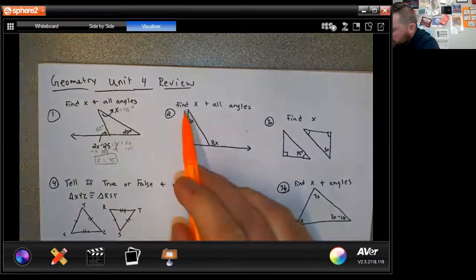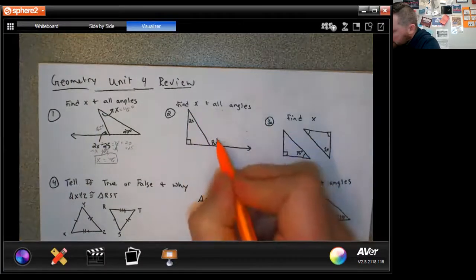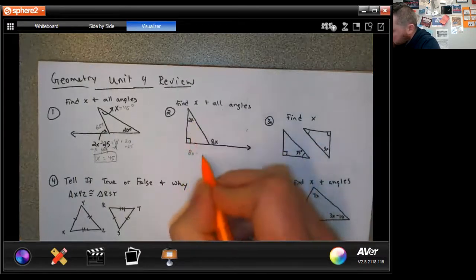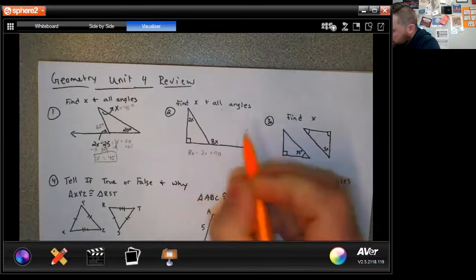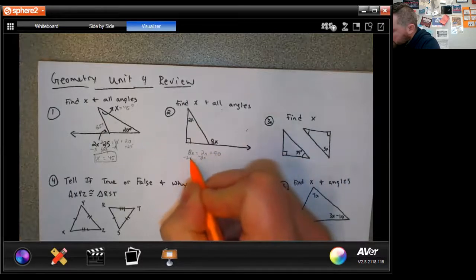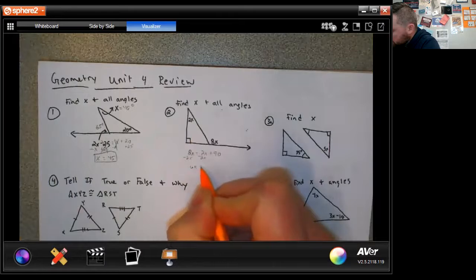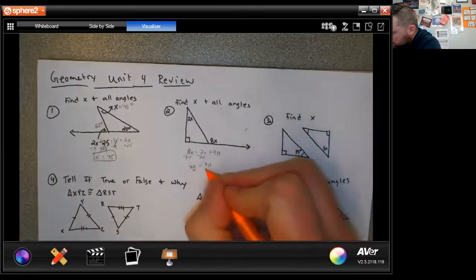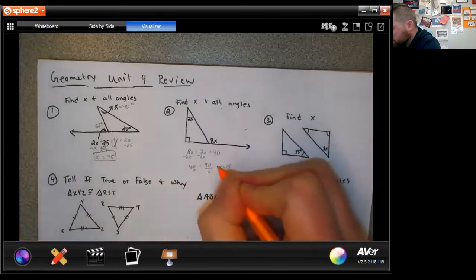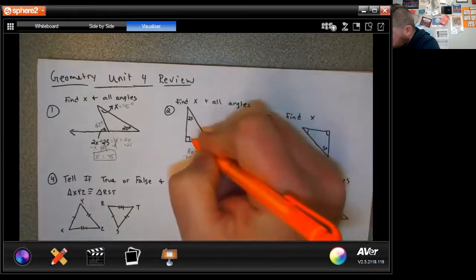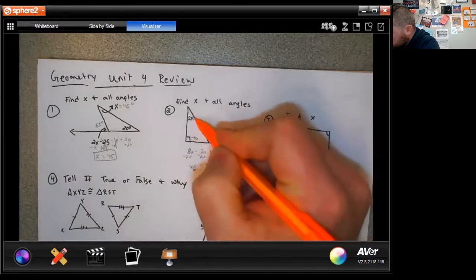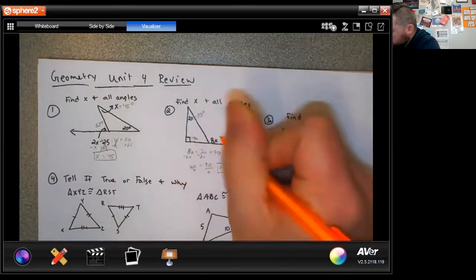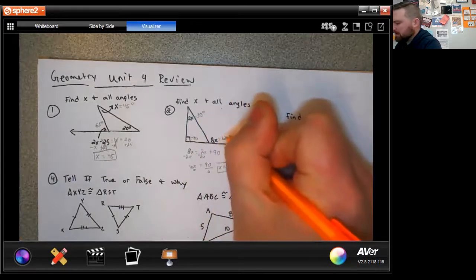Okay, here number 2, find x and all angles. So again, this exterior angle, x equals the sum of the two opposite interior angles. So 2x plus 90. So we're going to subtract 2x. 8x minus 2x is 6x equals 90. And then 90 divided by 6, x is 15. Okay, so this is 90. 2x is 15 times 2, which is 30. And then 90 plus 30 is 120. So that's 120 degrees.